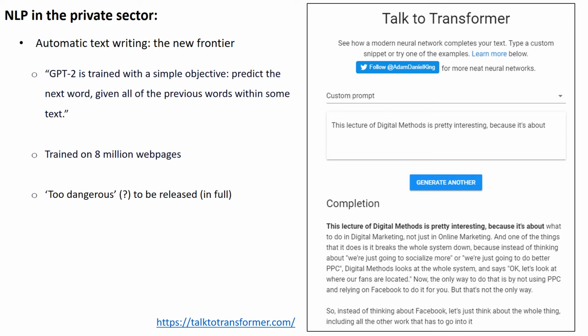So let's see what the model made of my little prompt here. I said this lecture of digital methods is pretty interesting because it's about, and whatever it says after that is based on the model and is not given by me. So: because it's about what to do in digital marketing, not just in online marketing. And one of the things that it does is it breaks the whole system down, because instead of thinking about we're just going to socialize more or we're just going to do better PPC, digital methods looks at the whole system and says, okay, let's look at where our fans are located.